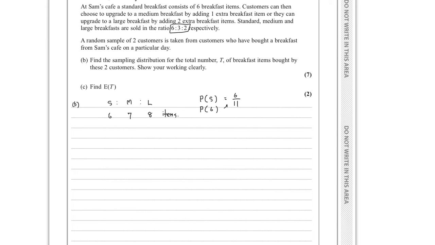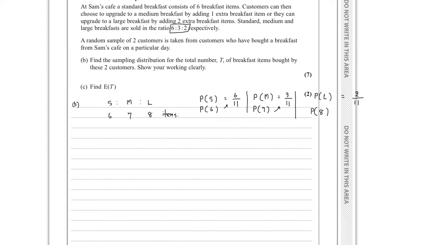That is the probability of getting a small breakfast, or the probability of getting 6 items, right? It's the same thing. Now the probability of getting the medium breakfast is 3 out of 11. This is a probability of getting medium breakfast, or you can say that it is a probability of getting 7 items for breakfast. And then the probability of getting large breakfast is 2 out of 11, or you can say that this is a probability of getting 8 items for breakfast.